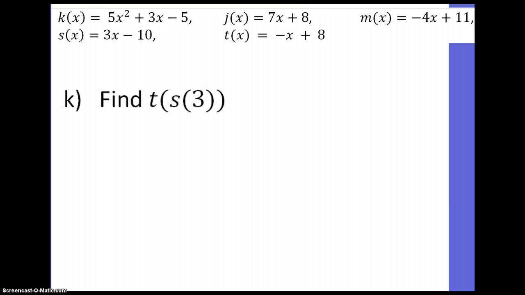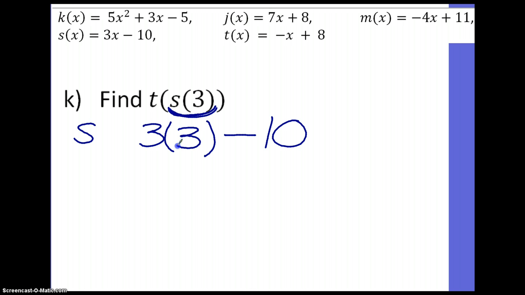So for this one, we're going to do the same thing. This time we're going to put the 3 into the s equation. So we have 3. We're plugging in a 3. This is the s equation here. And we're plugging in a 3 for x. 3 times 3 is 9. 9 minus 10 is negative 1.